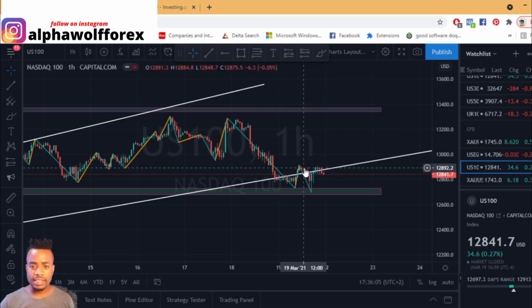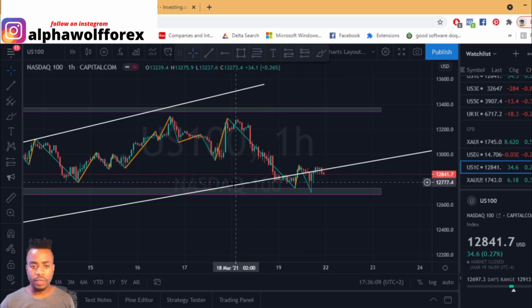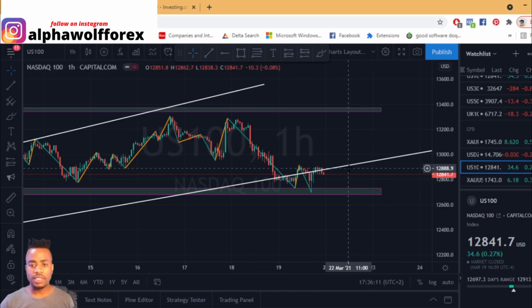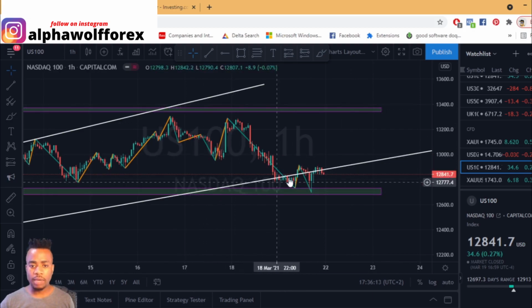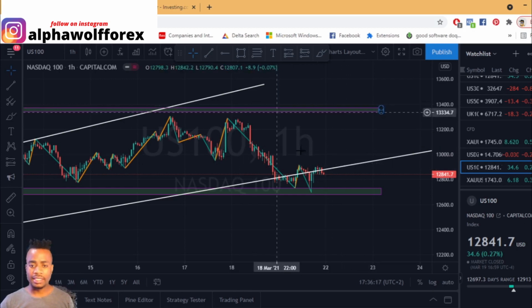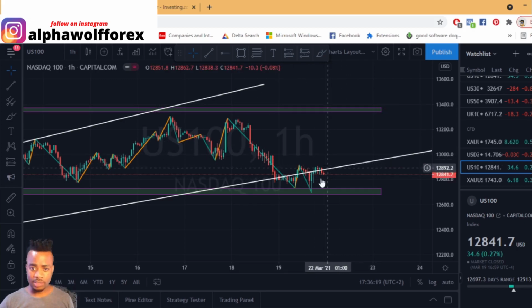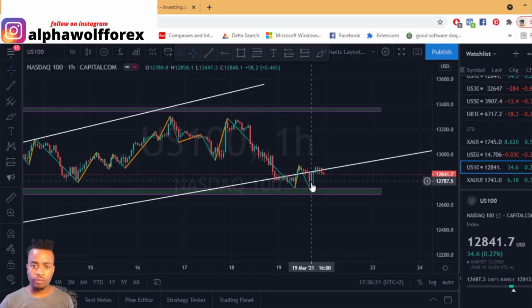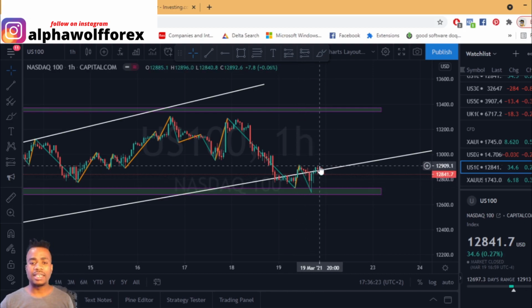Once this resistance zone is broken, we will have a case that the market is trading to the upside while we have a long-term upward movement on a 4-hourly chart based on these trend lines that you see. Once this is broken, it will also be another confirmation that this is a double bottom that has formed that can take us up. But remember, patterns can fail.